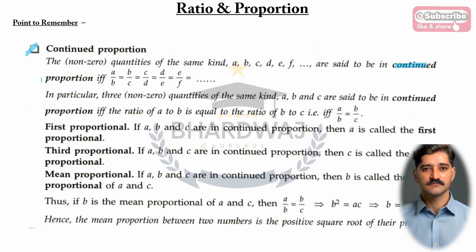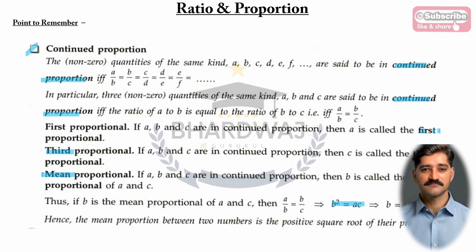Continued proportion. The non-zero quantities of the same kind A, B, C, D, E, F are said to be in continued proportion if A upon B equals B upon C equals C upon D equals D upon E equals E upon F. First proportional. If A, B and C are in continued proportion, then A is called the first proportional. Third proportional. If A, B and C are in continued proportion, then C is called the third proportional. Mean proportional. If A, B and C are in continued proportion, then B is called the mean proportional of A and C.